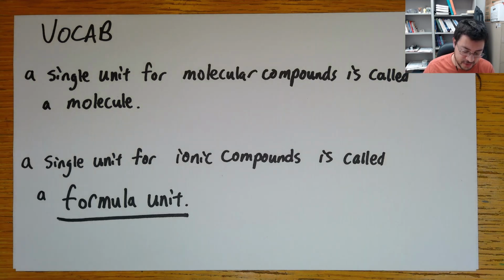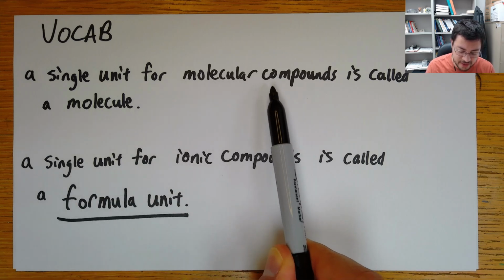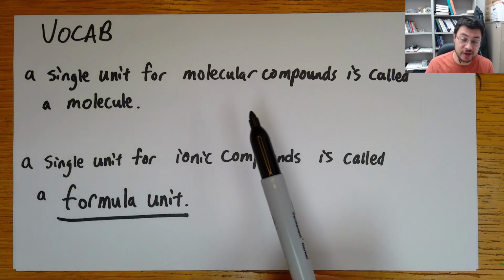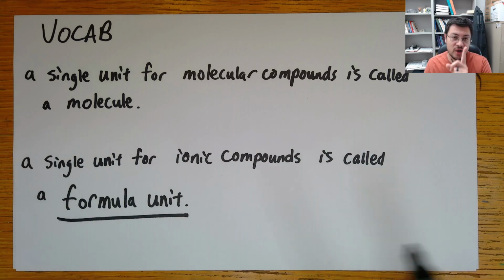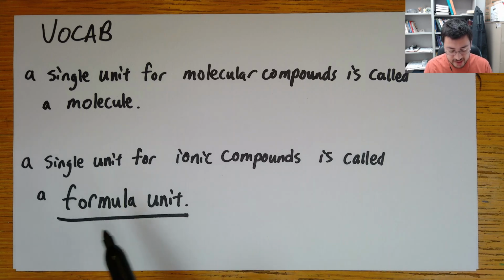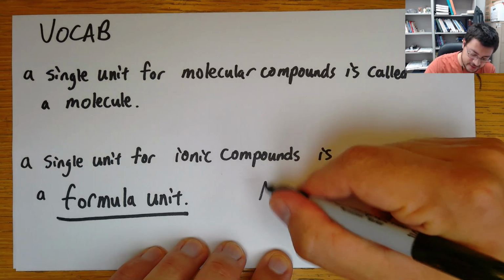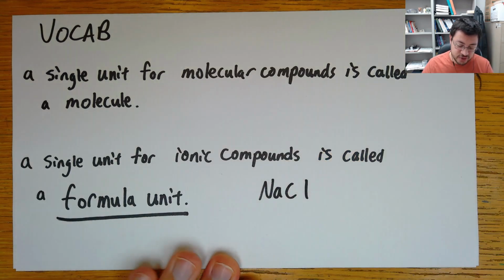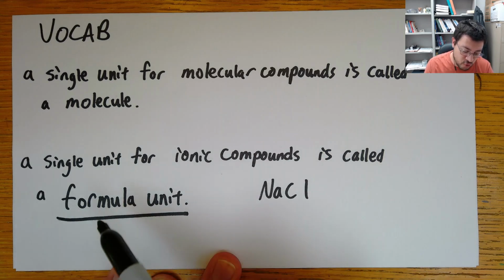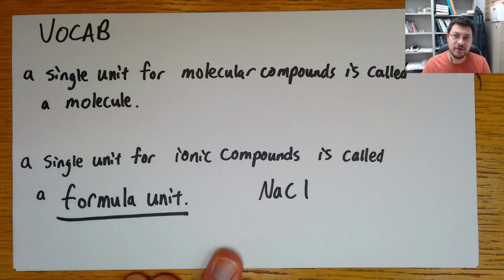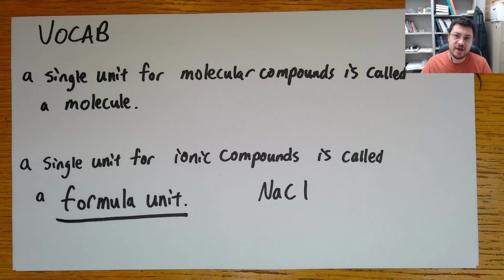Let's go over some vocabulary. So in the previous video, we were talking about naming molecular compounds, and we were naming like a molecule. So the single unit for molecular compounds is called a molecule, if you have one single molecule. We're going to need a different phrase now that we're talking about ionic compounds, something like sodium chloride. A single unit for ionic compounds, we don't call it a molecule, we call it a formula unit. That's because it's not a molecule. In a molecule, you have shared electrons, whereas in an ionic compound, you have ions.